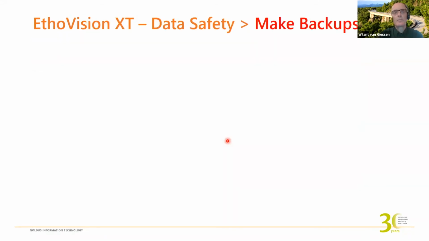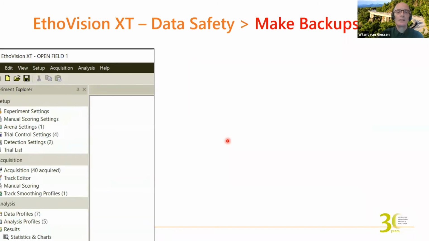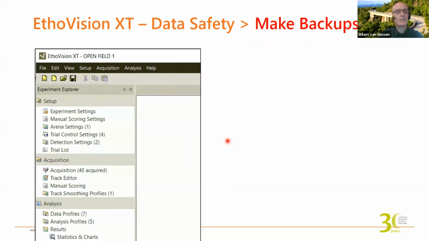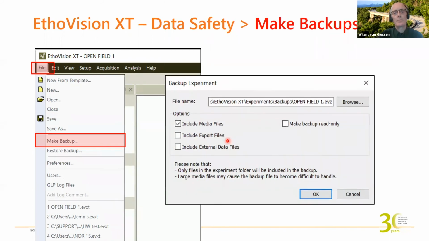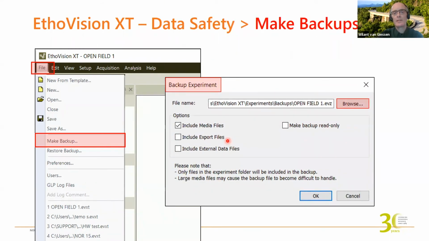Okay, now we need to talk about, like I said, I'm hoping that I'm preaching to the choir, but it is important to make backups of all your data. You don't want to just leave it on the main EthoVision computer in the animal room or wherever you have your setup. What you want to do on a regular basis is click in the file menu, select make backup. Very important. And you browse to the folder where you want to save it.